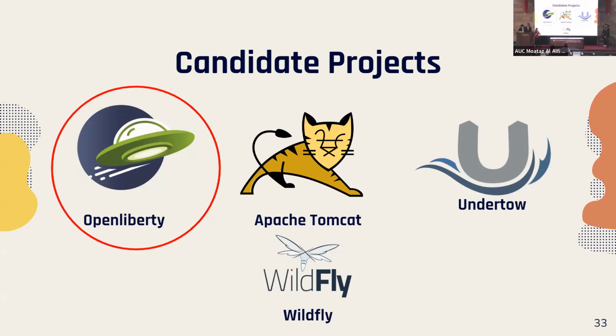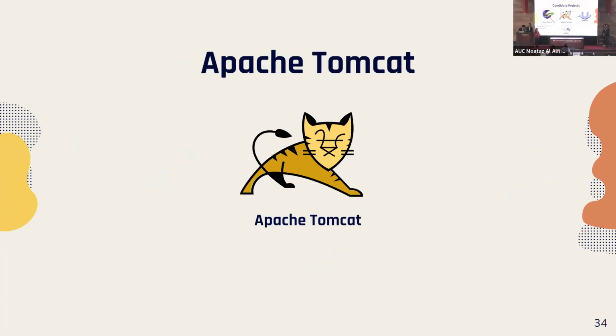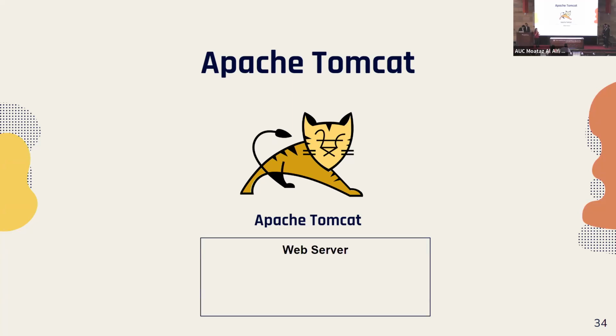So the first candidate project we started exploring last semester was Open Liberty. However, due to its limitation with using preview features, it wasn't able to be seen by the compiler. So we moved on to another use case, which was Tomcat, and we have started using Tomcat during this semester in order to apply the found patterns.